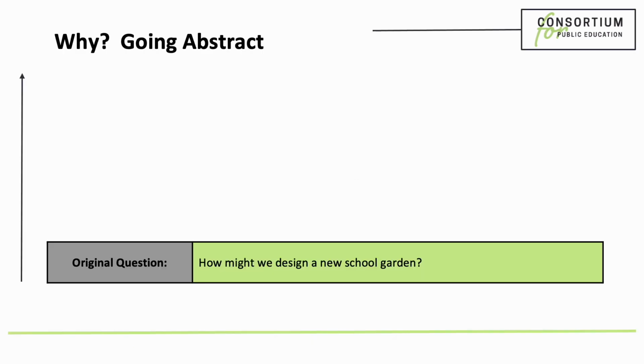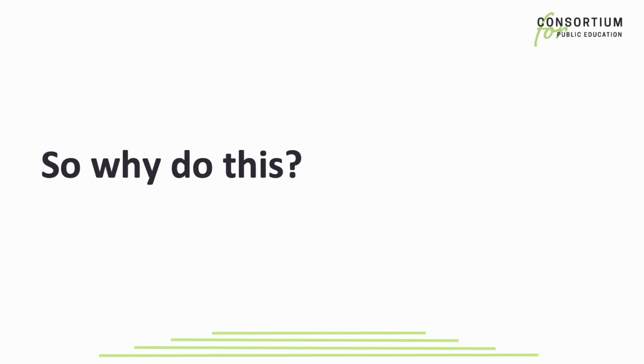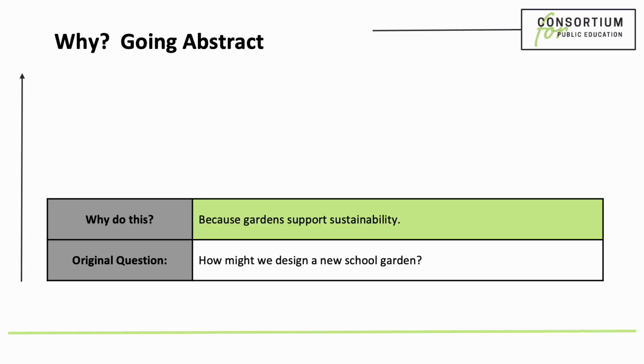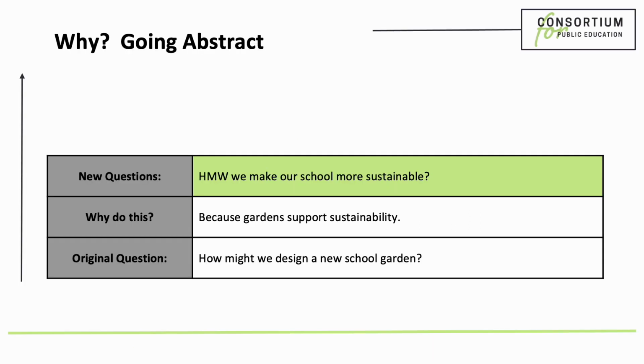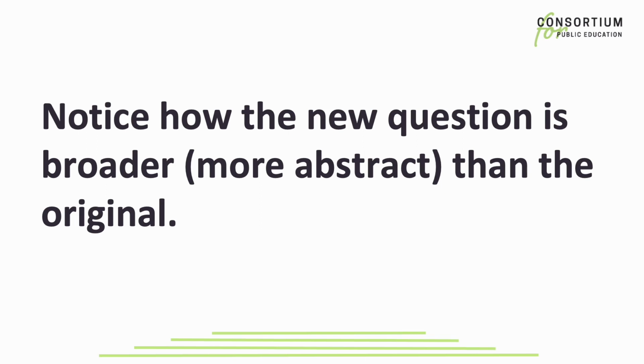Let's return to our question, how might we design a new school garden? So why do this? Well, because gardens support sustainability. Fair enough. That takes us to step 4. Write a new challenge or question based on your response. Here, you see we've written a new question. How might we make our school more sustainable? You'll notice how the new question is broader, more abstract than the original.